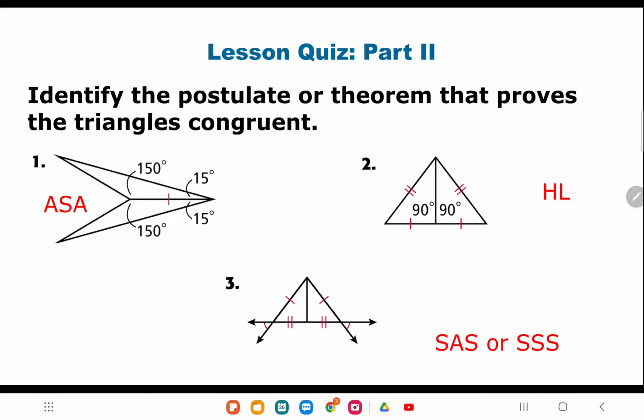I hope this has been helpful for you as an introduction to the various ways of proving that two triangles are congruent.